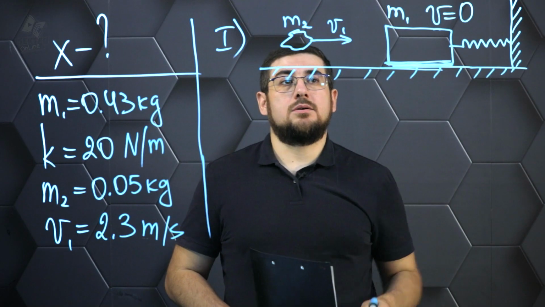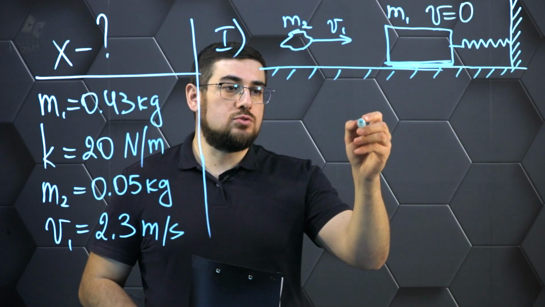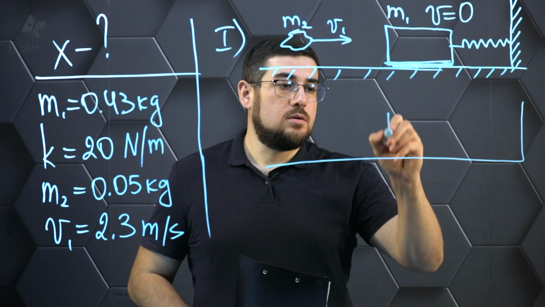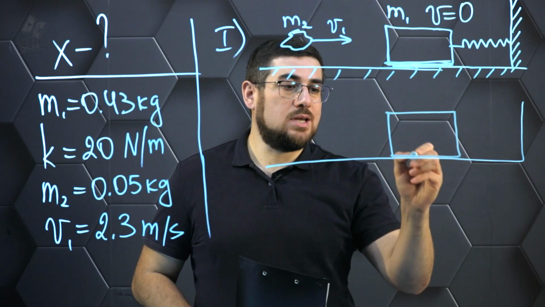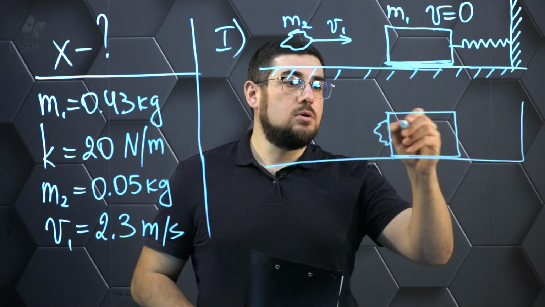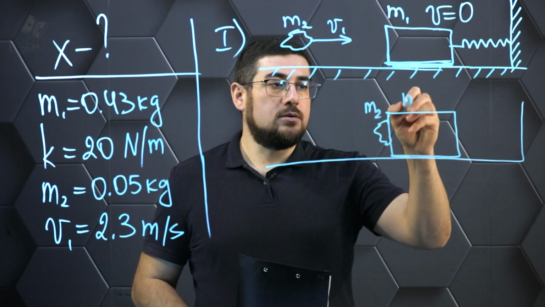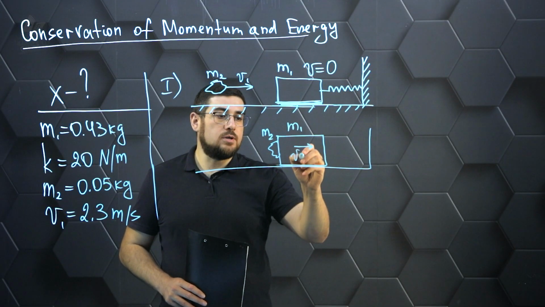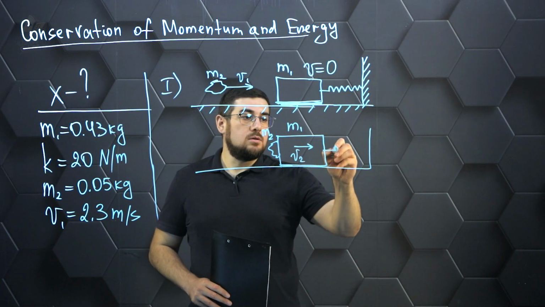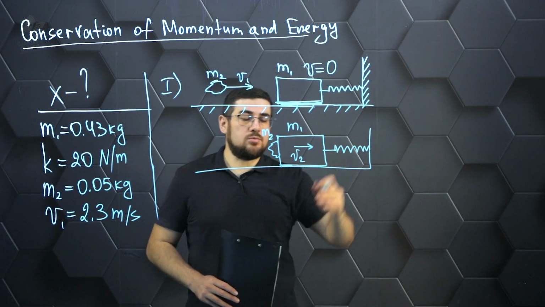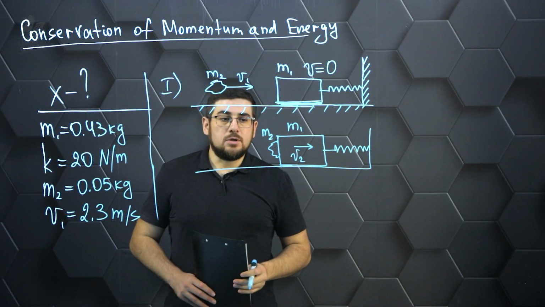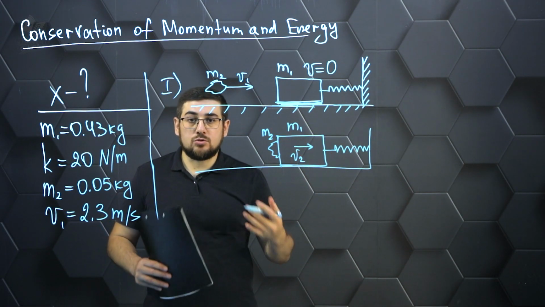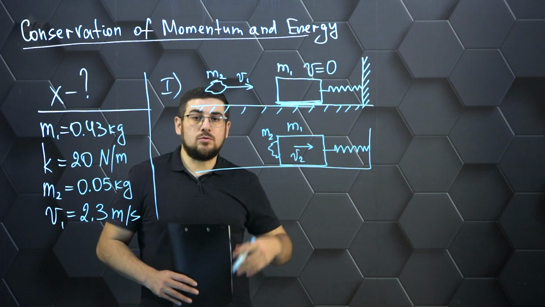What happens after the putty hits this bar? The bar starts its motion with some velocity. So now both m2 and m1 have some velocity. Let's call it v2. And then this spring begins to compress. You and I will have to describe the impact itself, and we see that the two bodies after the impact have the same velocity. This indicates that the impact is inelastic.